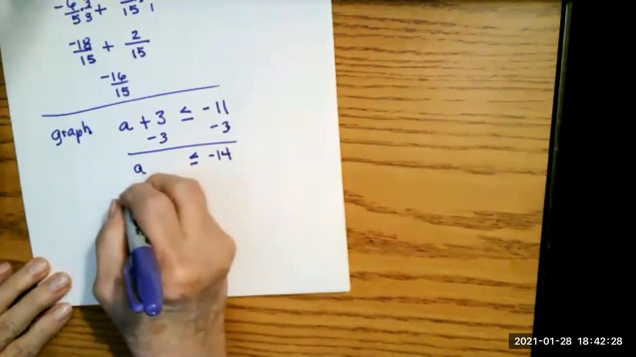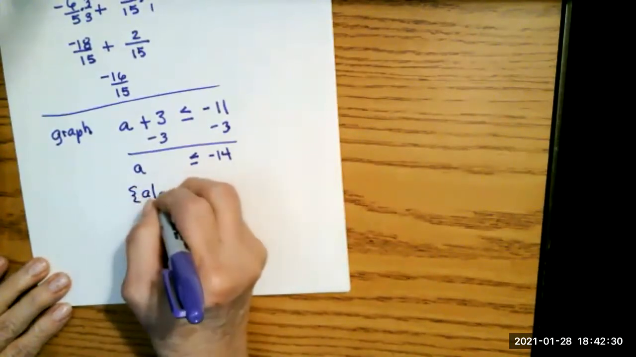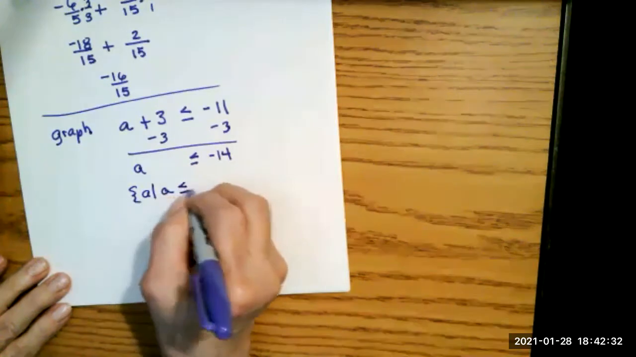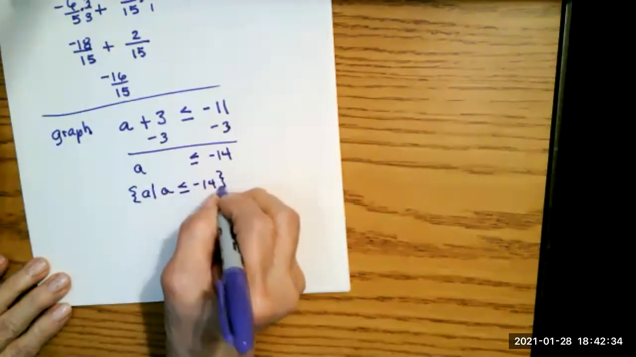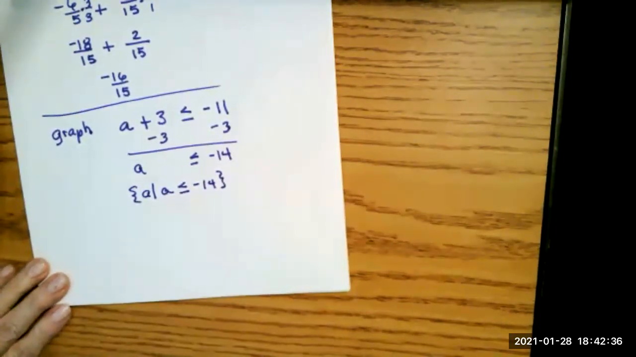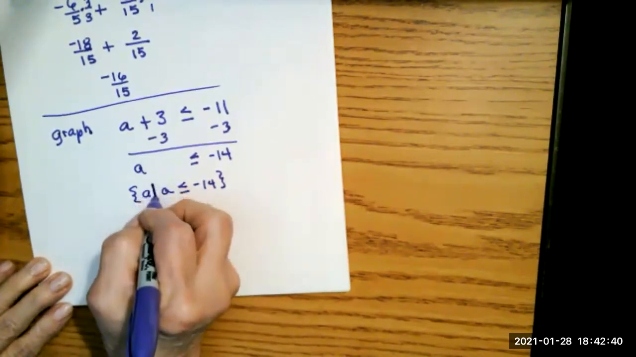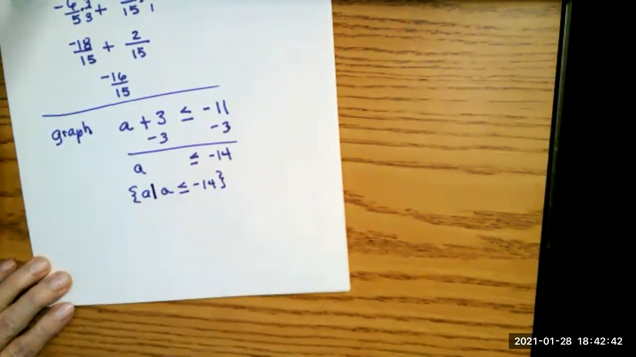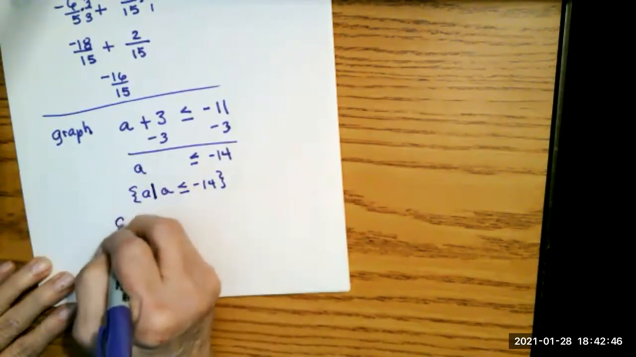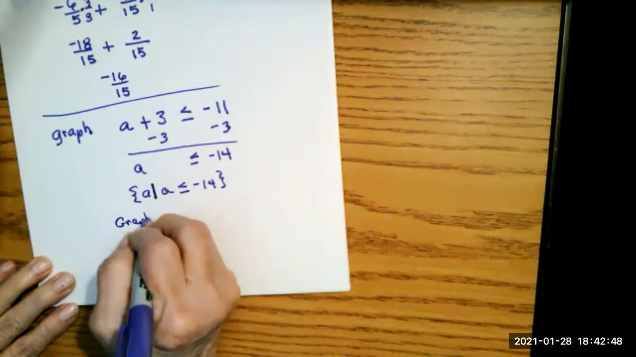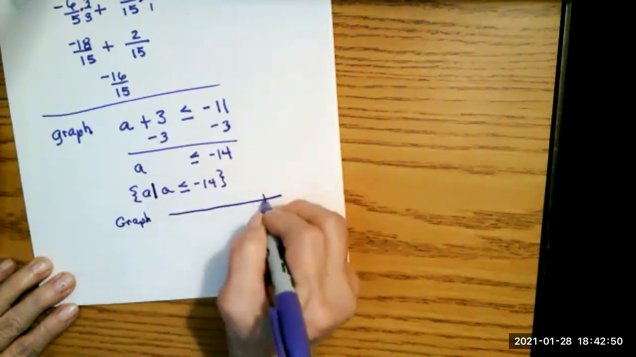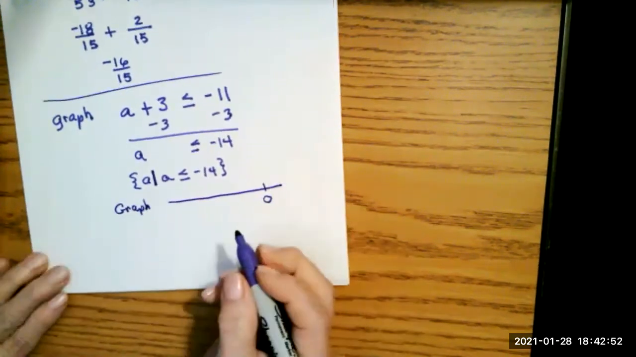Well, if I wanted to write it in set notation, which is sometimes what they ask for, then I just write it with these little squiggle lines called braces. And then you write A such that, remember this up and down one is "such that," A is less than or equal to negative 14. Then the next thing you want to do is put it on a graph. So if I put this on a graph, my 0 would be over here somewhere.